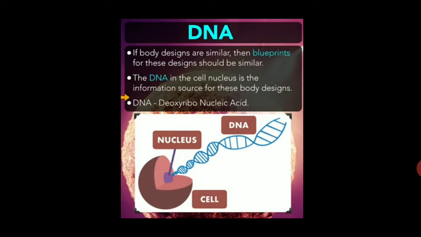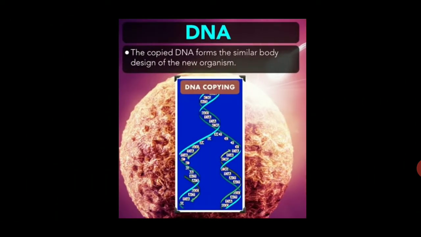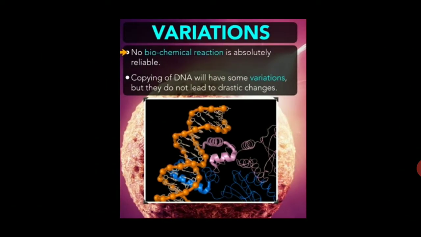The DNA copying process is done in our body by some chemical reactions. That means copying of DNA will have some variations, but they do not lead to drastic changes. These variations are also important for our life. Now, the variation. Variation is useful for the survival of species at the time of drastic change in the ecosystem.